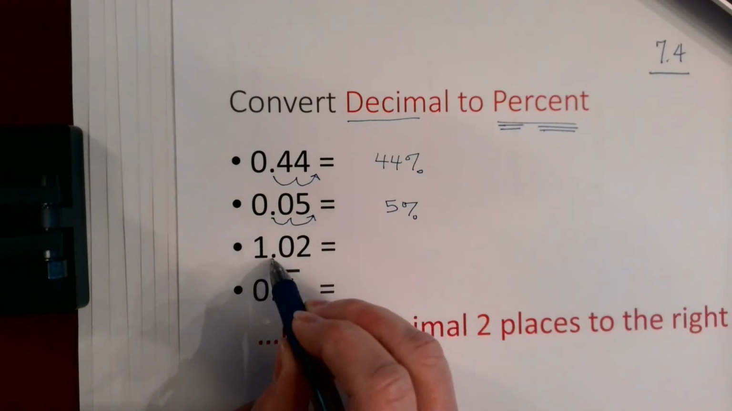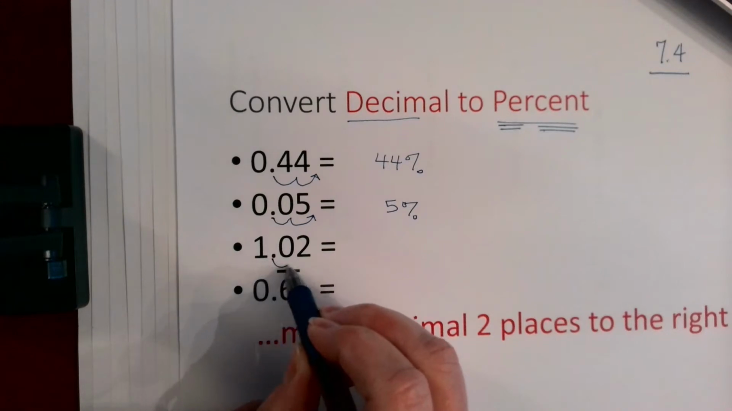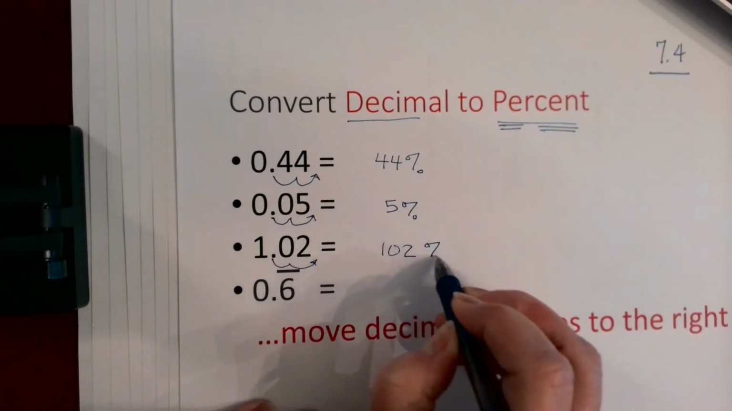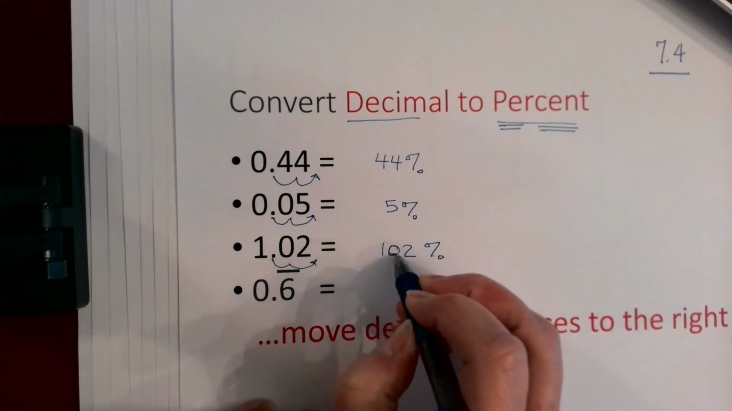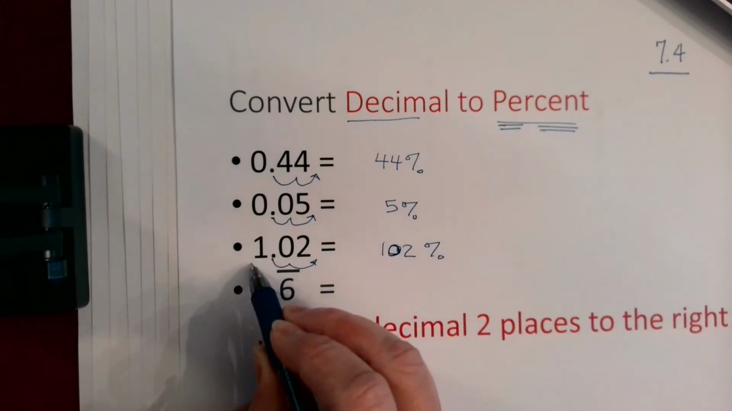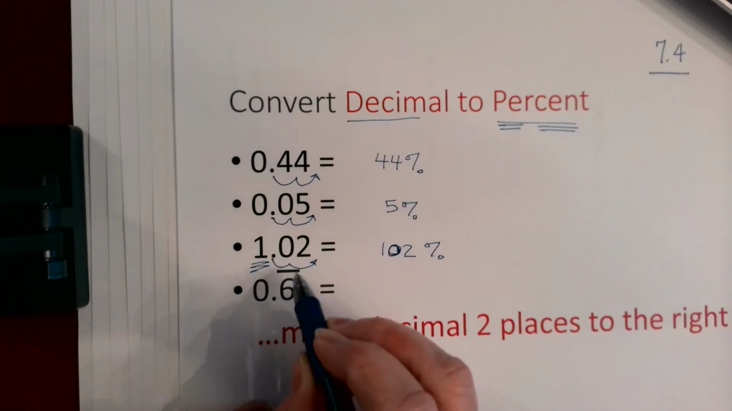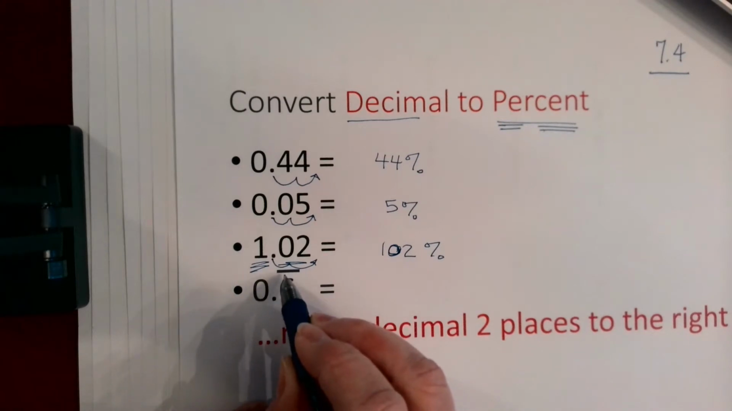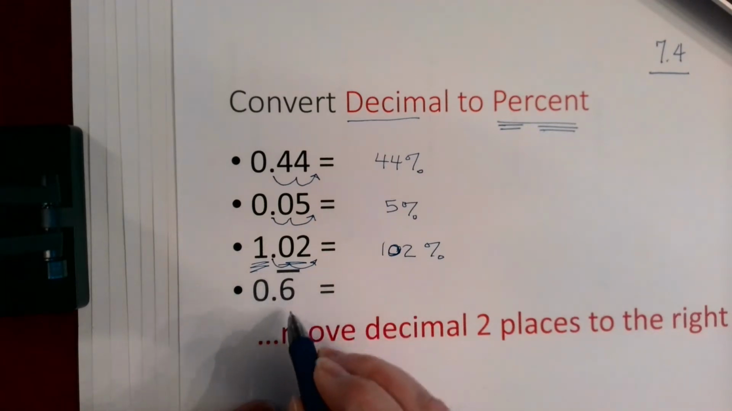This decimal you move 2 places, cha-ching, and you're done, 102%. Yes, you can have more than 100%, like if you get extra credit on a test. That would mean this is bigger than 1. And it's 1.02. Here's the next one, and I've obscured the line a little bit, but you can see it.